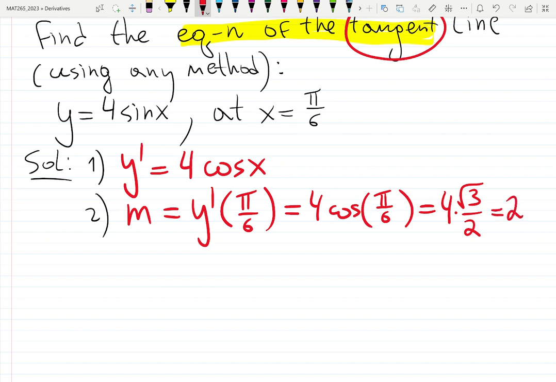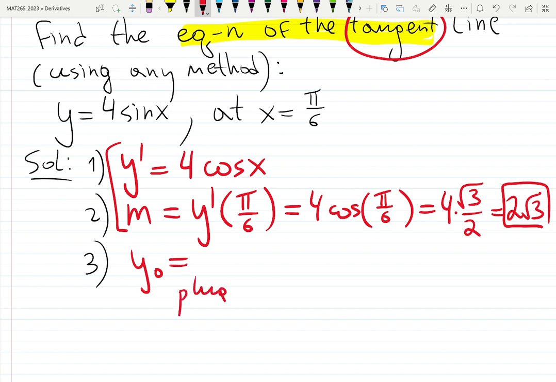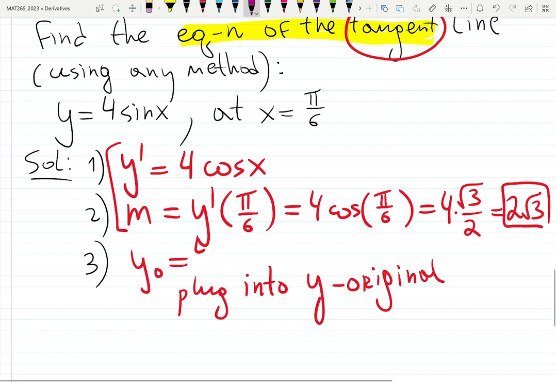Simplify. It's going to be 2 square root of 3. Step 3. If they did not give you, you need to have y sub 0. I don't see it. Actually, in your homework, they gave you. I just did not give it to you right now. If y sub 0 is missing, then you have to find it. So if needed, how to find y sub 0? Plug pi over 6 into what? Into original y. Original is 4 sine. Let me change the color maybe.